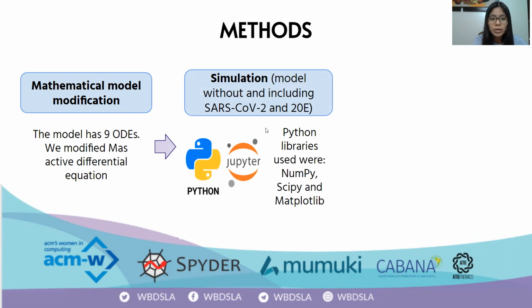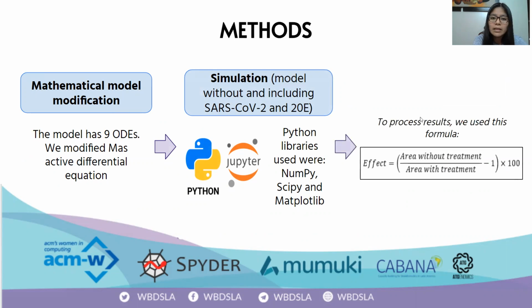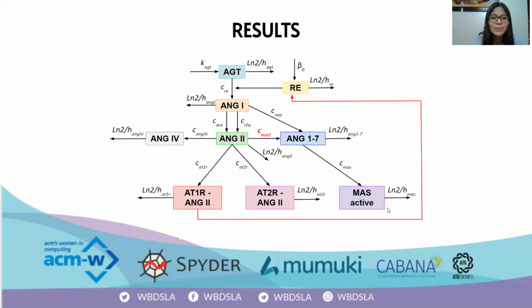Then we did the simulation without and including the virus and the treatment. For this, we used Python and Jupyter, and the Python libraries used were NumPy, SciPy, and Matplotlib. Finally, to process the results, we used the formula that we can see here in the slide.